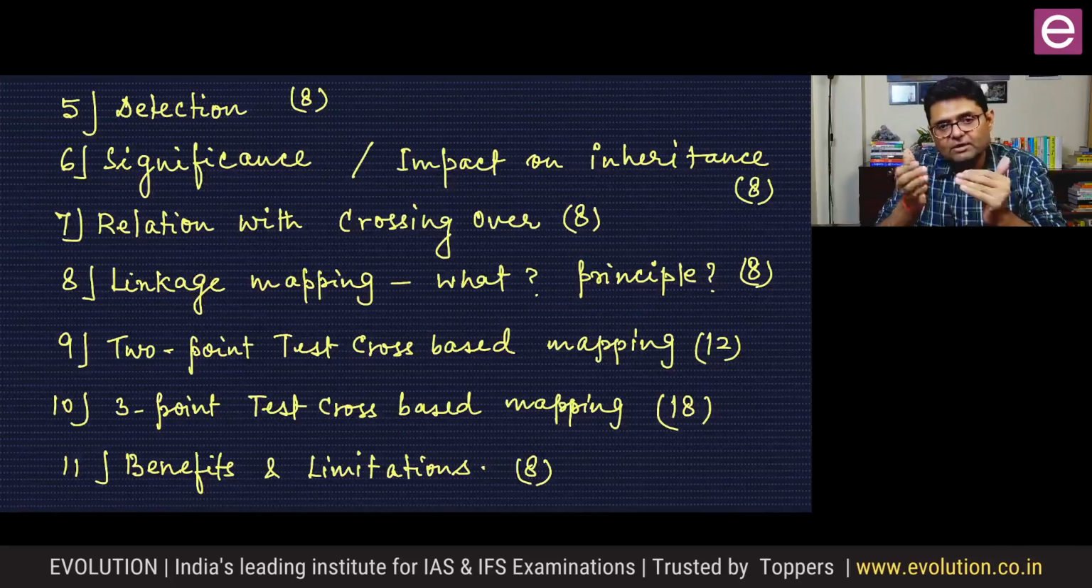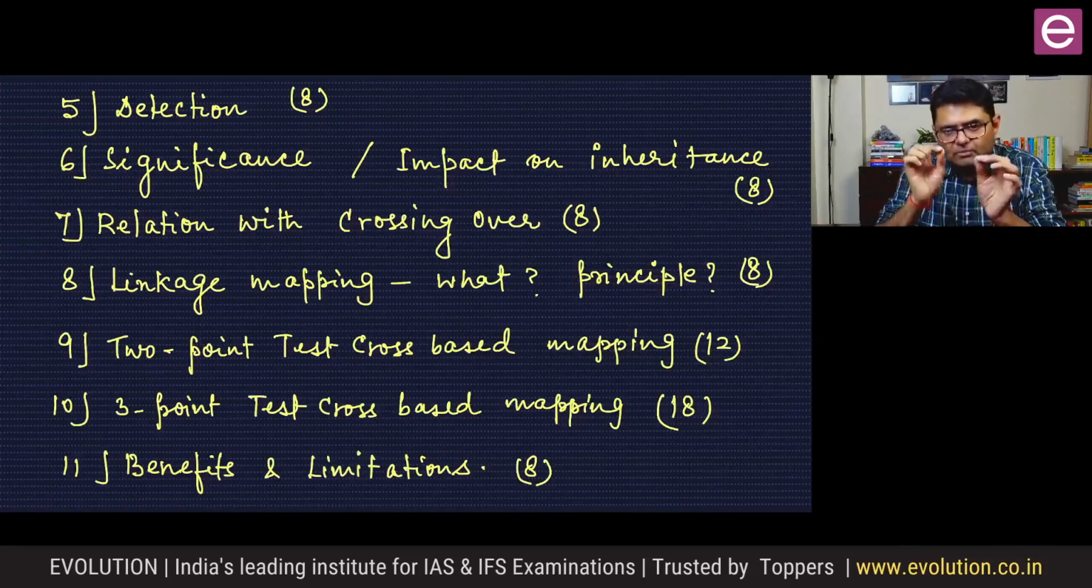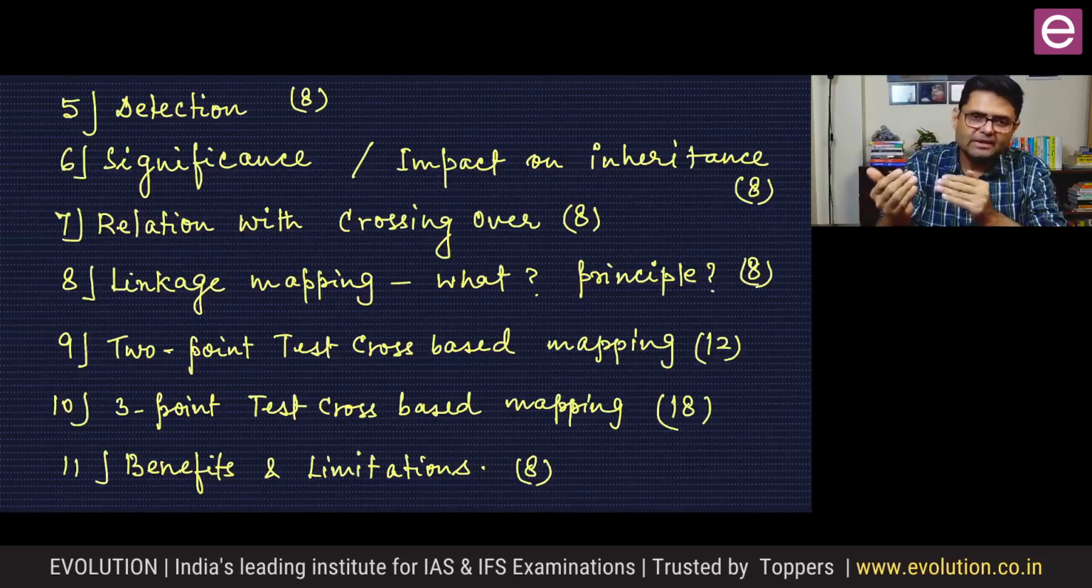And then 3-point test cross means trihybrid test cross. Means we are considering 3 genes at once and then we are trying to map those 3 genes onto the chromosome. If you do not know yet what is chromosome mapping and all that, we are going to learn that also, don't worry.